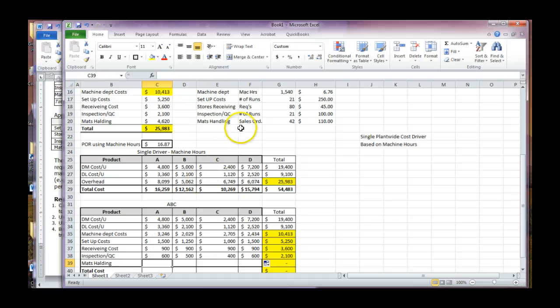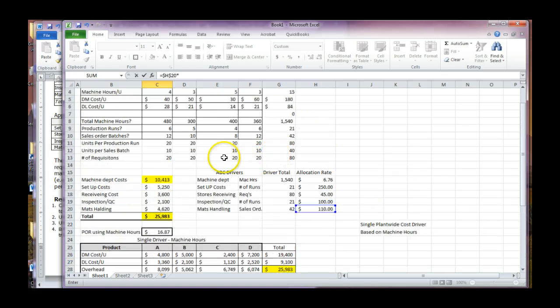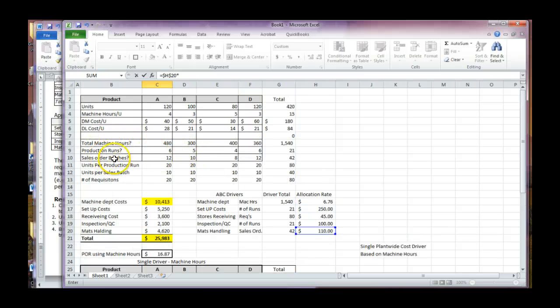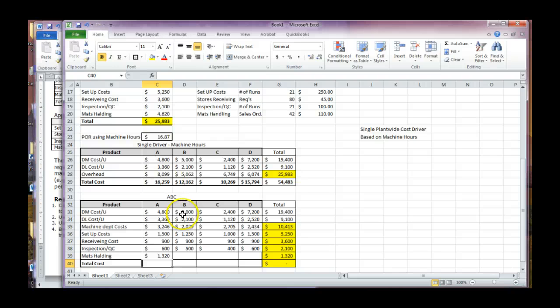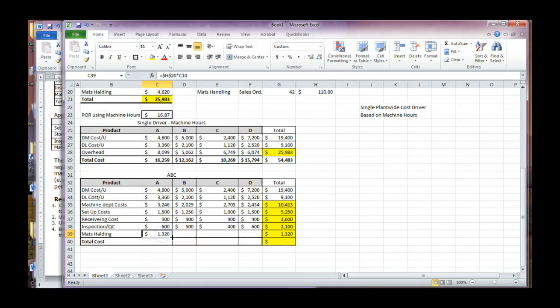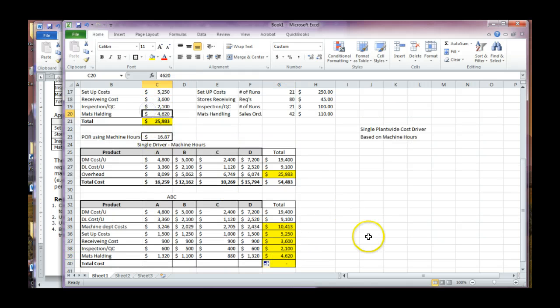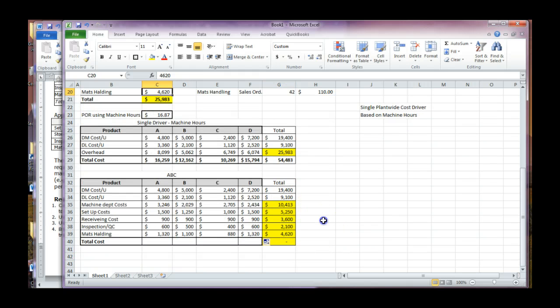Materials handling is going to be done by sales orders. There's your sales order. Where's my material? Where's my sales order? So if I grab the wrong column, these won't work out. Look at that, 4620. I'm going to go ahead and sum these. I know this works, but I just want to demonstrate.